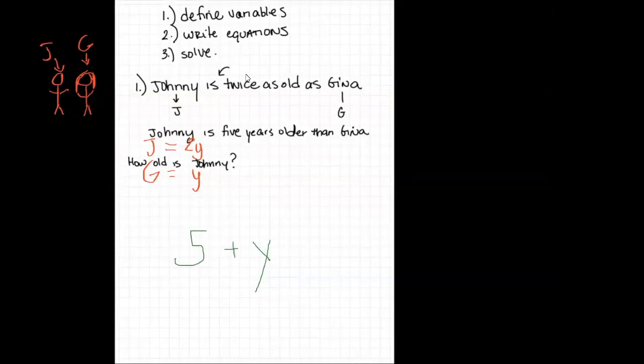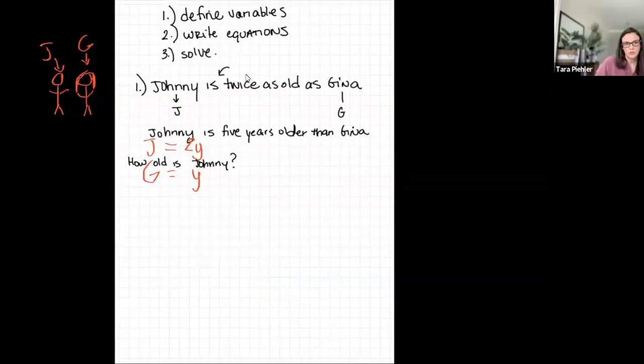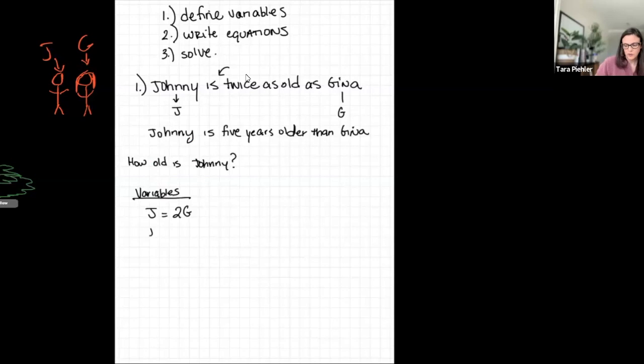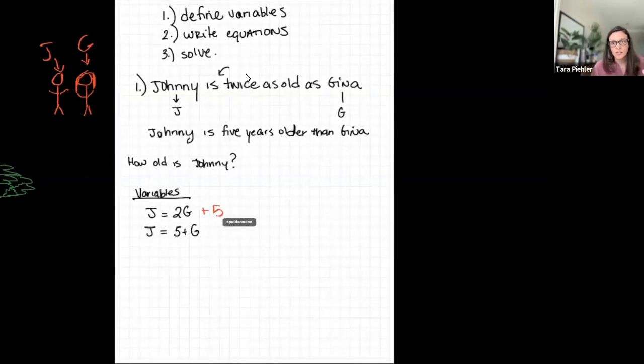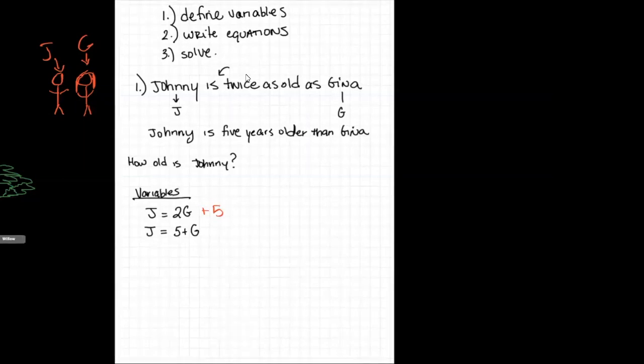So our first equation was Johnny is 2 times Gina. And now we also have Johnny is, and Grace wrote, 5 plus Gina's age. Those are our 2 equations. We can actually plug those into our graphing calculator, and wherever that point intersects is true.